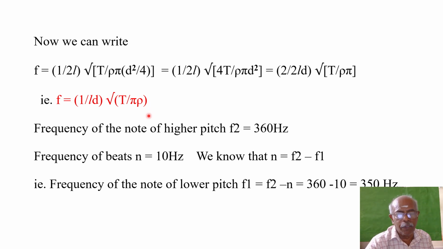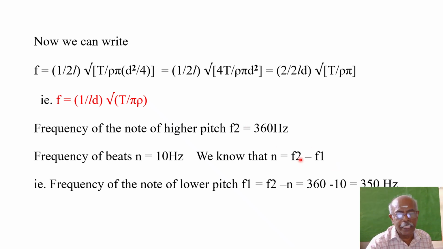Now it has been given in the problem that the frequency of the note of higher pitch, let it be F2, is 360 Hz. Frequency of beats N is equal to 10 Hz. You know that the beat frequency N is equal to F2 minus F1, the difference between the frequencies.